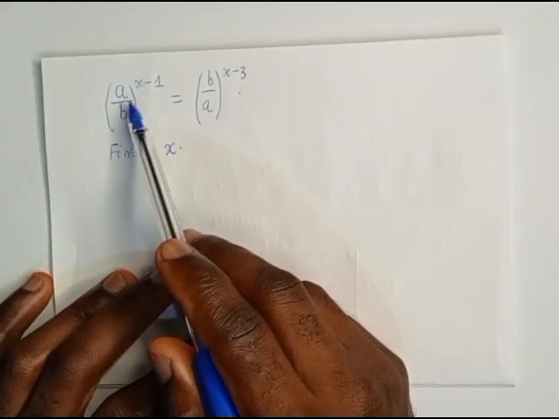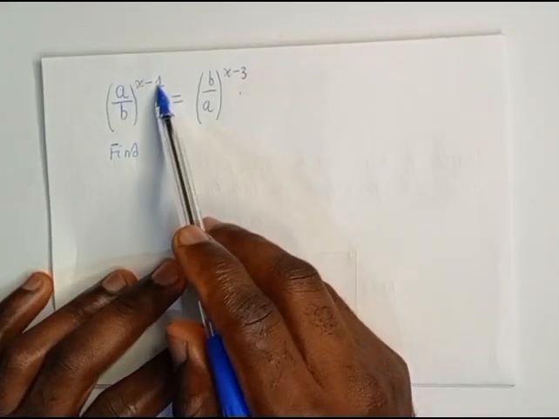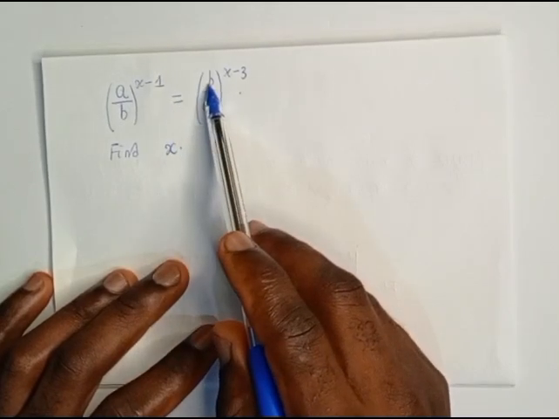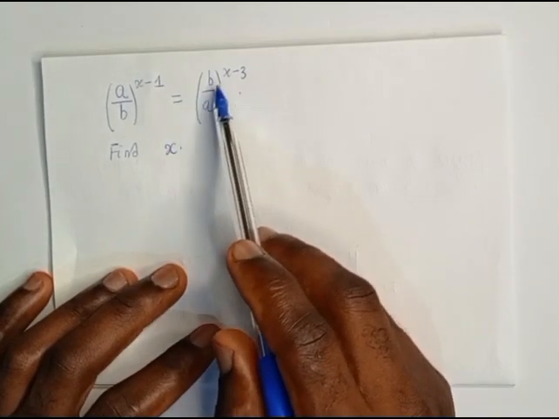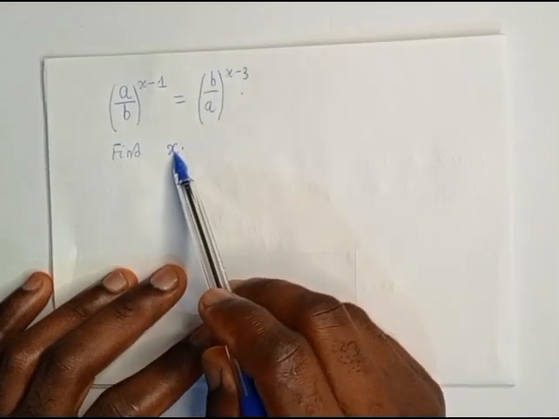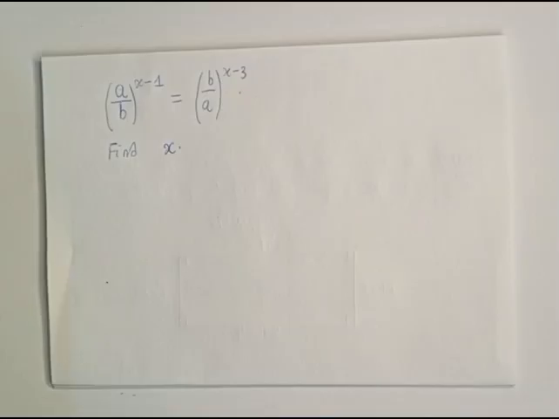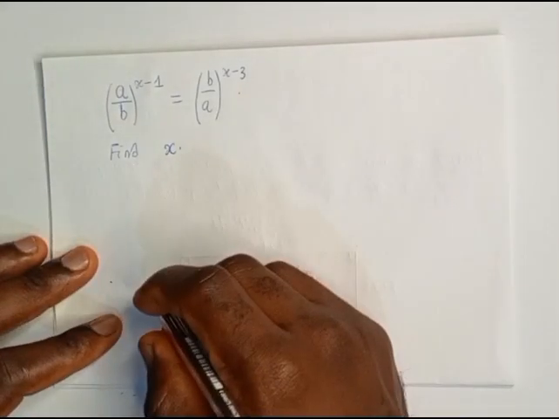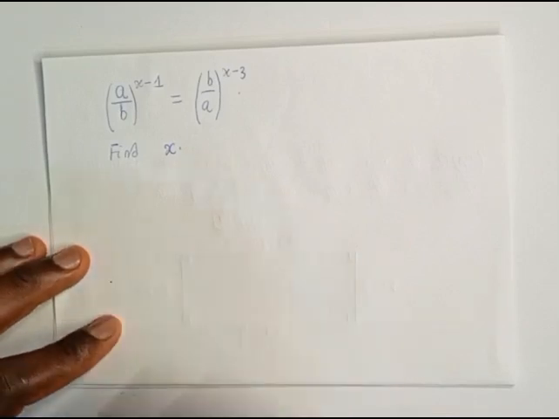a over b raised to the power x minus 1 is equal to b over a raised to the power x minus 3. Find x. For us to answer this question, the first thing we are going to do is express both the left hand side and the right hand side with the same base. I will choose to express the right hand side b over a as a over b.